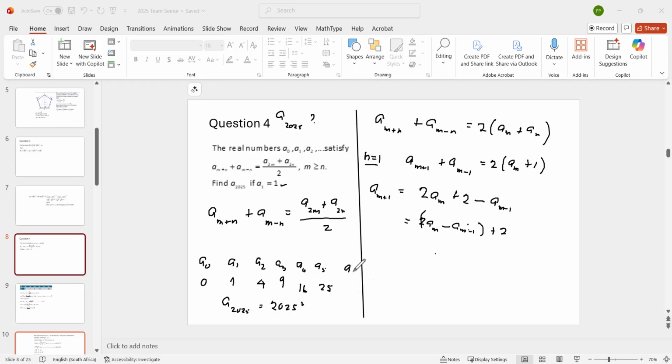If I try A6 now, I double this, which is 50, add it to this. No, 50. I subtract 16, 50 minus 16. 50 minus 16 is 34. Add 2, 36. There we have it. Right? So this thing here can be used to actually calculate the general formula.